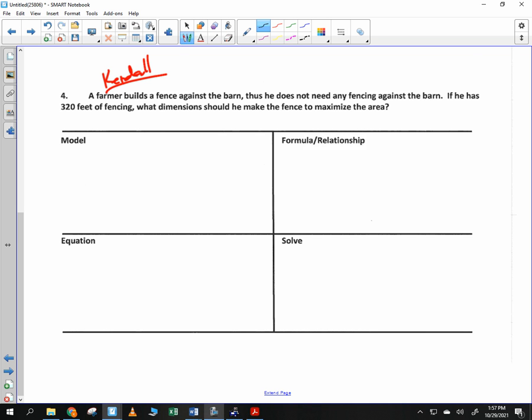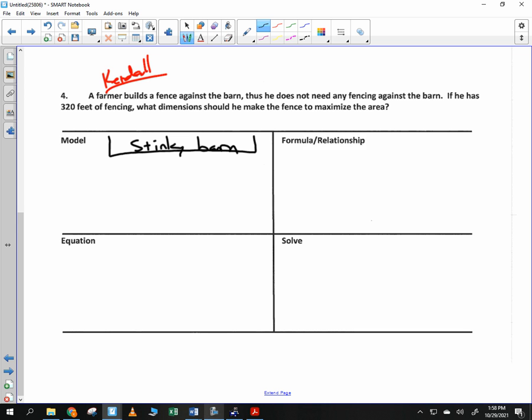Kendall has a farm, and on her farm she's got a barn. Imagine that. And it's a stinky barn. I hate stinky barns. But she's got a stinky barn. Read the problem and describe to me how this fence is different than the other fence. It's a stinky fence.